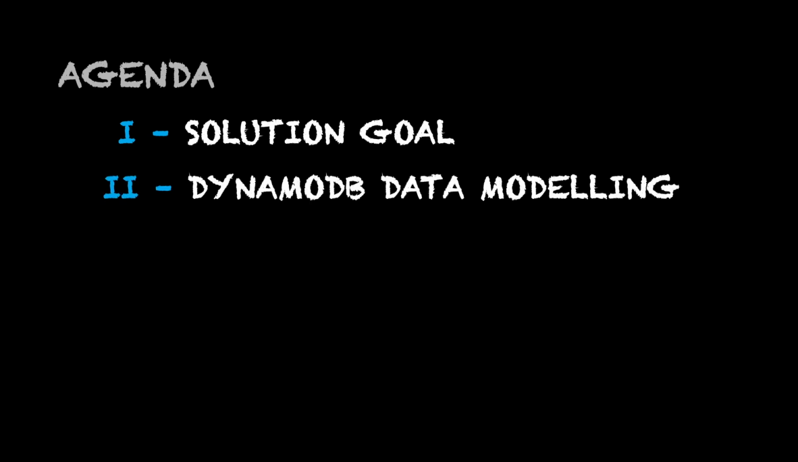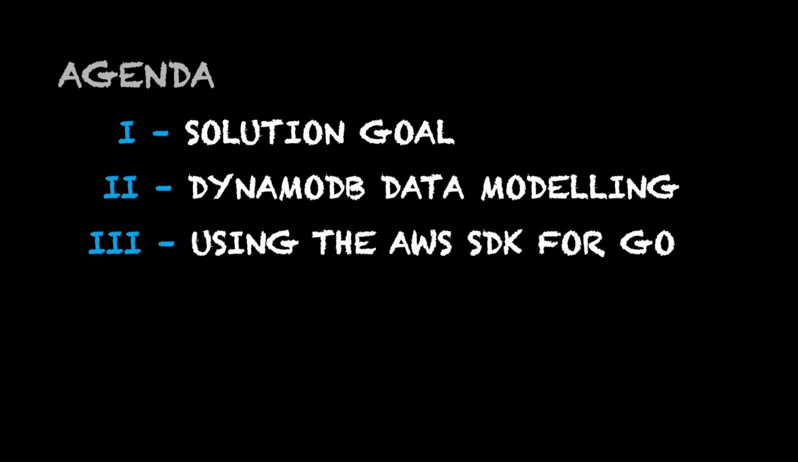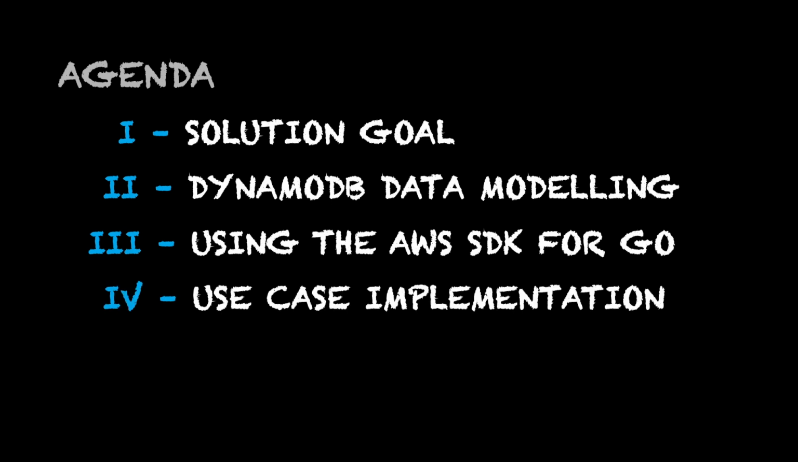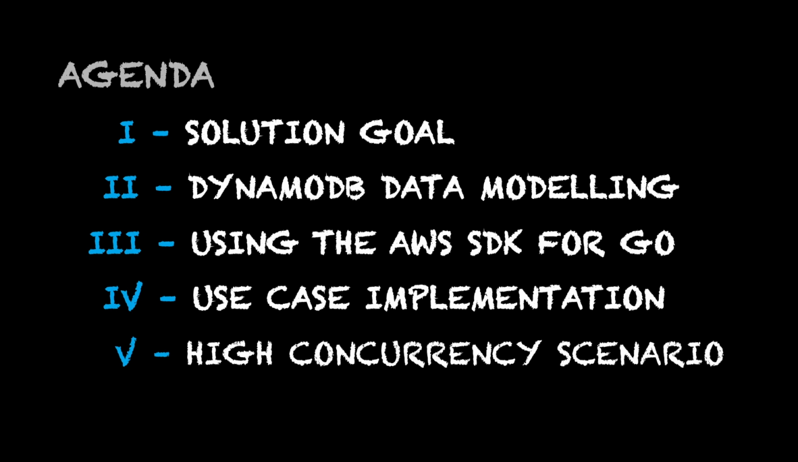Let's now look at how this video is organized. First, we will describe the solution we aim to build to demonstrate the use of Go and DynamoDB. Then, we will show the typical challenges found in the modeling of data using DynamoDB, followed by an introduction to the AWS SDK for Go and the implementation of the solution's key use cases. Finally, we will explore a high concurrency scenario in which we would see both Go and DynamoDB working at scale.